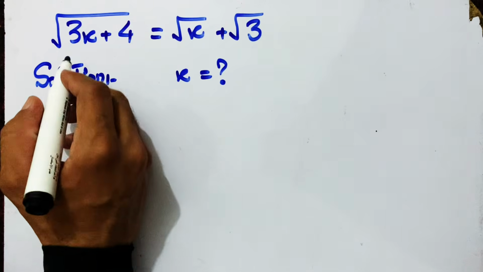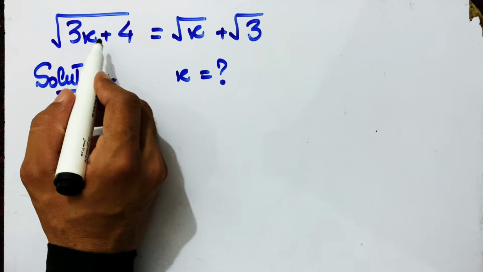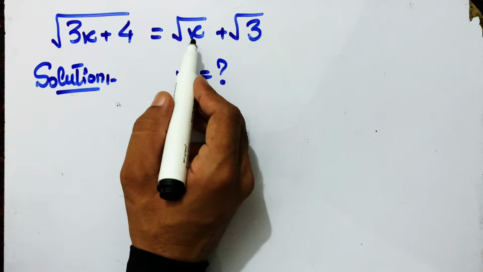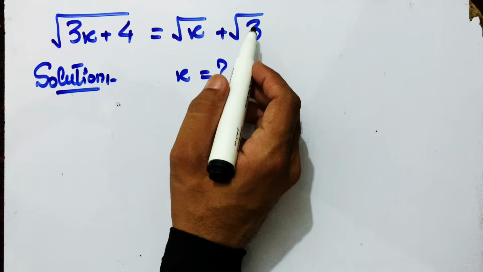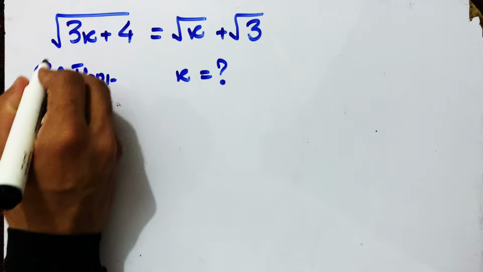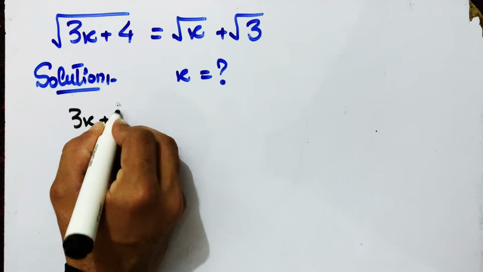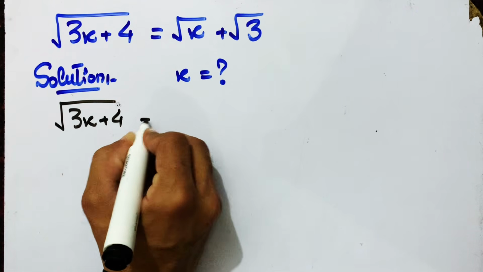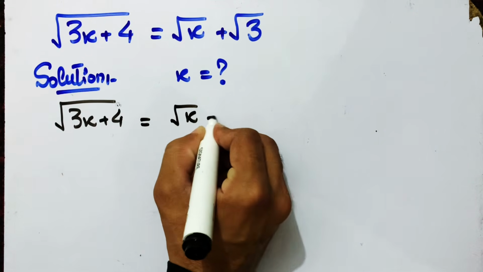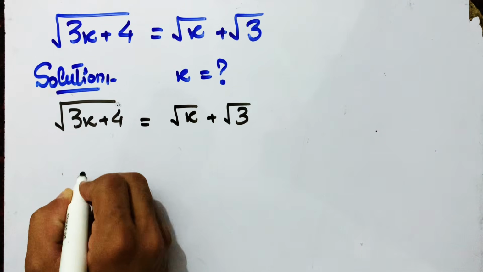So our equation is the square root of 3x plus 4 equals the square root of x plus the square root of 3. Let's find the solution. As our equation is the square root of 3x plus 4 equals the square root of x plus the square root of 3.